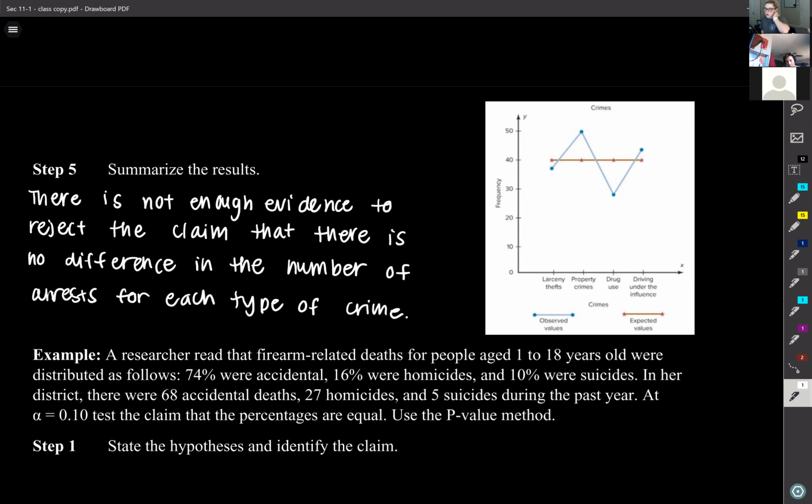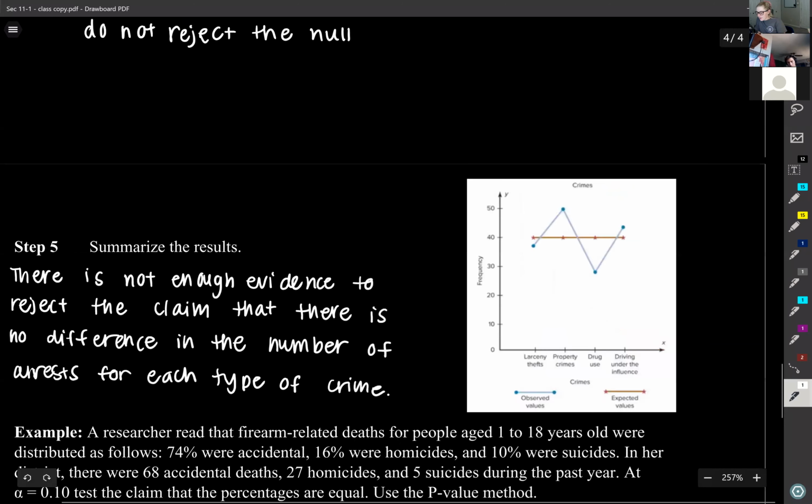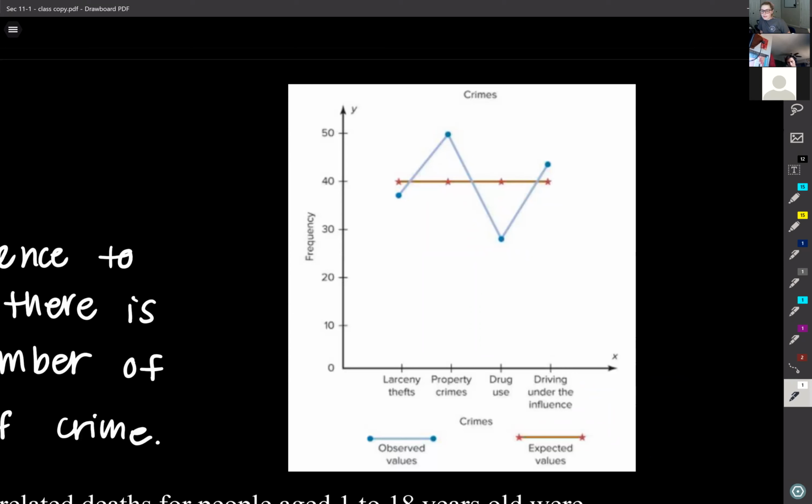Okay, and I also put this little chart on here just to help us understand and visualize why we don't have enough evidence to reject the claim that there's no difference in the number of arrests for each crime. So let's look at this little chart here. I'll zoom in. The blue points and the blue line represent those observed values. Those blue points represent the number in our sample that were observed for each type of crime. So we have the number of thefts, number of property crimes, number of drug use, number of driving under the influence. Those blue points represent the observed ones.